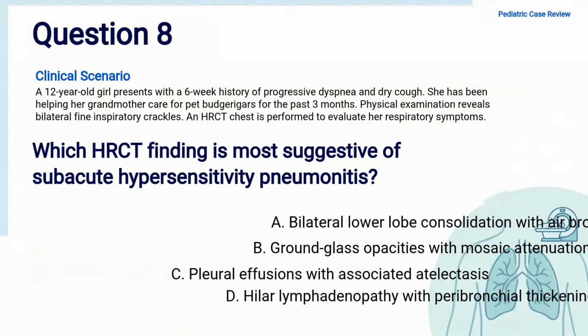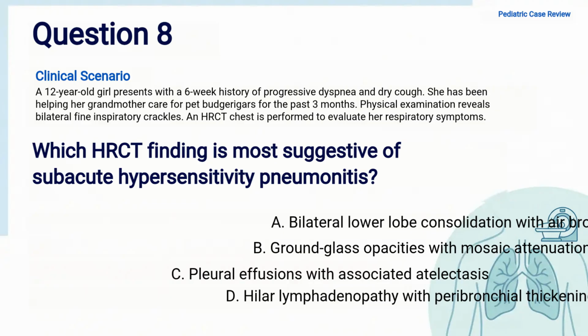Question 8. Imaging investigations. A 12-year-old girl presents with a 6-week history of progressive dyspnea and dry cough. She has been helping her grandmother care for pet budgerigars for the past 3 months. Physical examination reveals bilateral fine inspiratory crackles. A high-resolution computed tomography of the chest is performed to evaluate her respiratory symptoms. Which high-resolution computed tomography finding is most suggestive of subacute hypersensitivity pneumonitis?